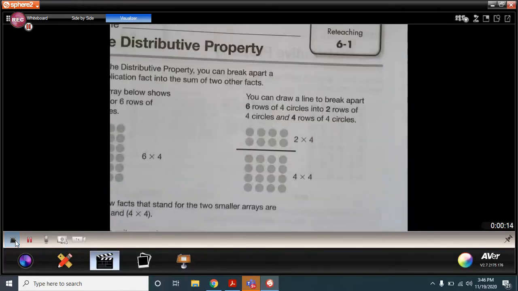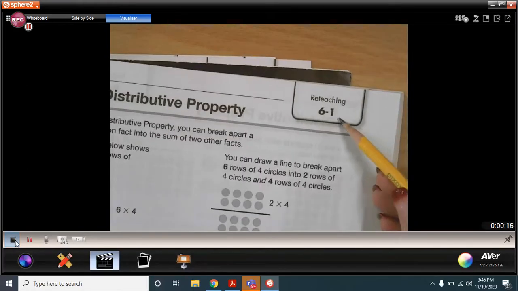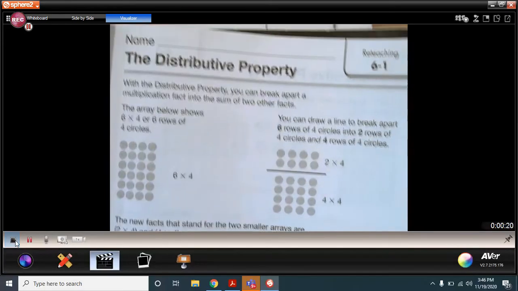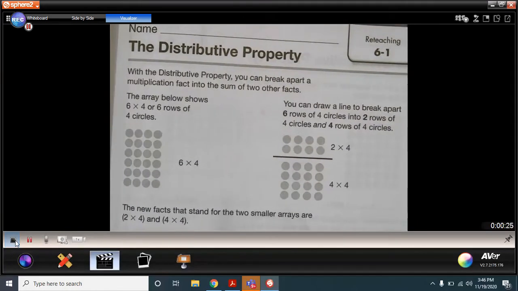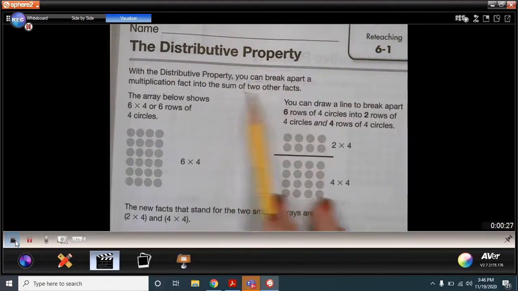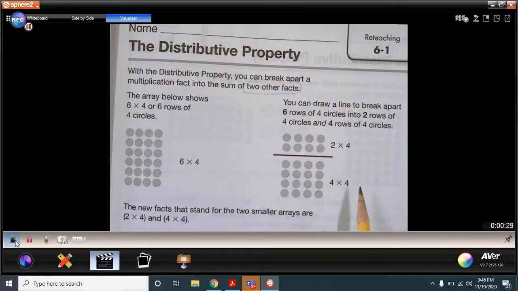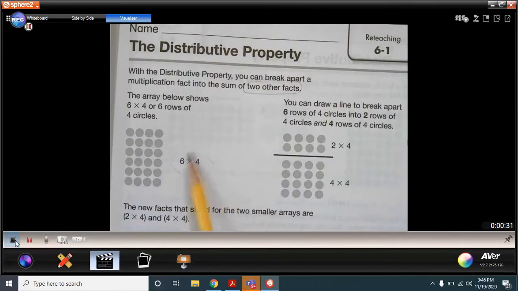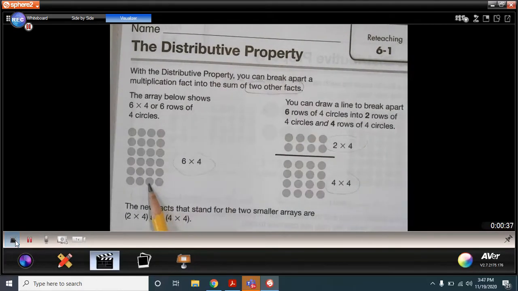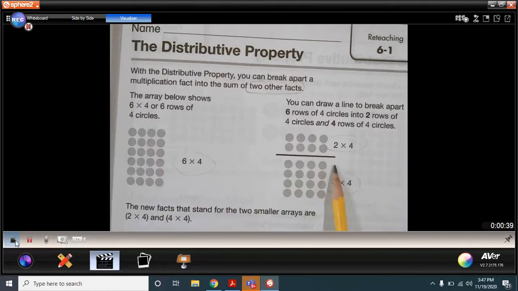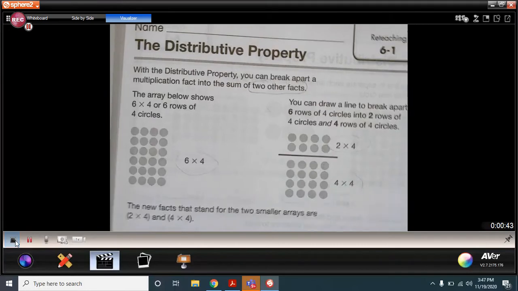I'm looking at the reteach, which is 6-1, and we're using the distributive property, which means we're breaking apart a larger array into two smaller arrays, and we're going to use two other facts to come up with the product of the larger fact here. So we have our two smaller facts, and we use the larger array to help us show the two smaller parts of our equation.